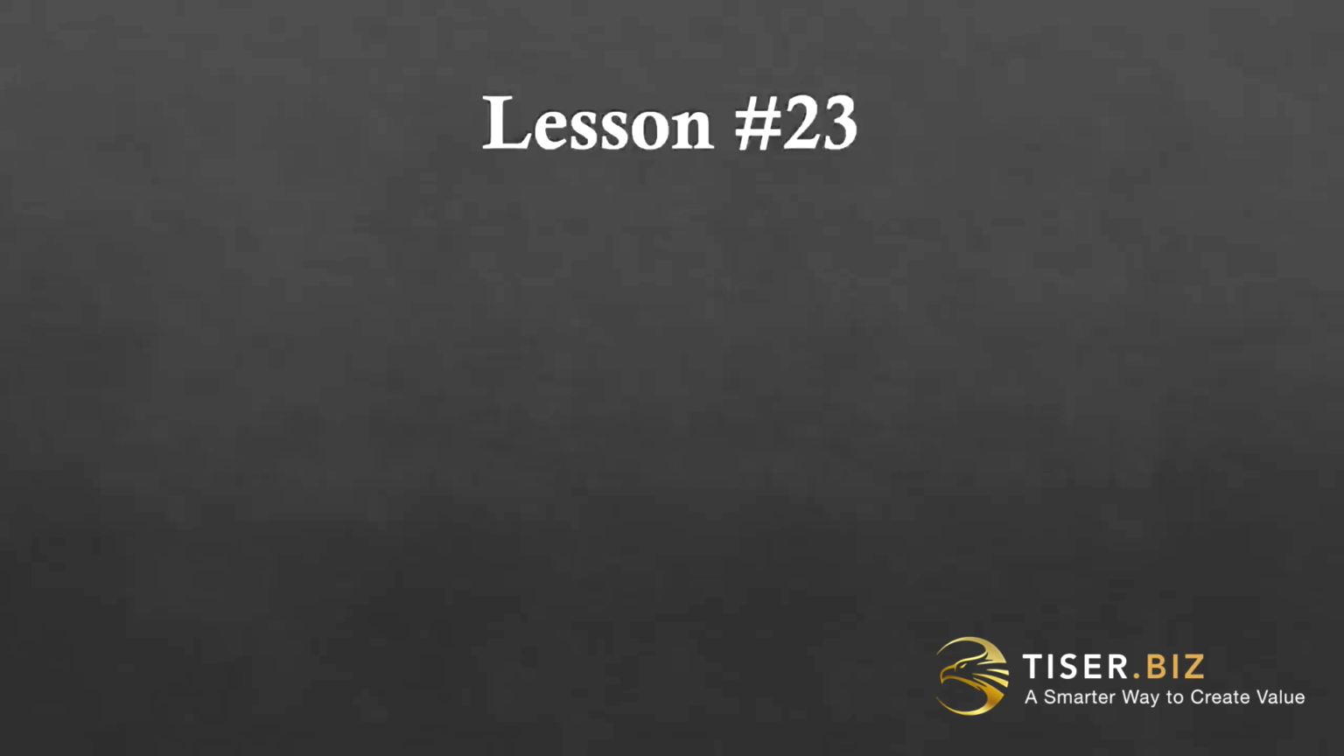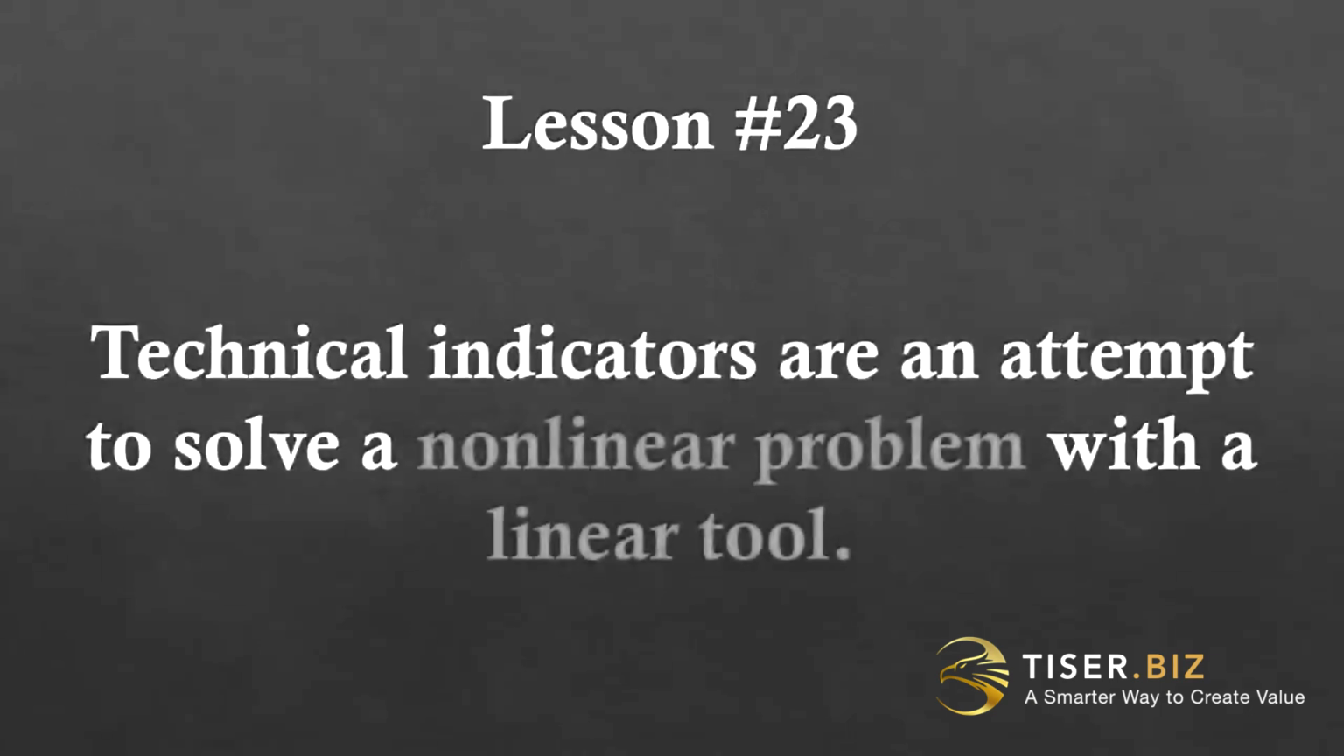Lesson number 23. Technical indicators are an attempt to solve a nonlinear problem with a linear tool. Most technical indicators have a fatal flaw, which is to give a linear treatment to a nonlinear problem. What I mean by this is that traders have to choose one period for technical indicators, like a 20-period moving average, for example. This period is fixed. However, the size and time duration of highs and lows is variable. That means that the technical indicator will capture price correctly in some points, but it will fail in many other points. For this reason, indicators tend to be a suboptimal solution to the problem of speculating about future price direction.